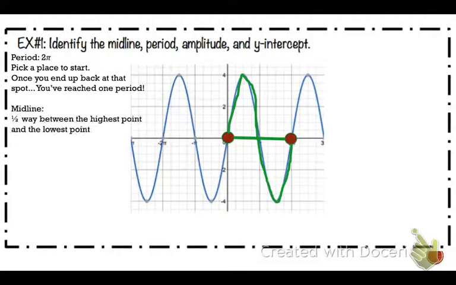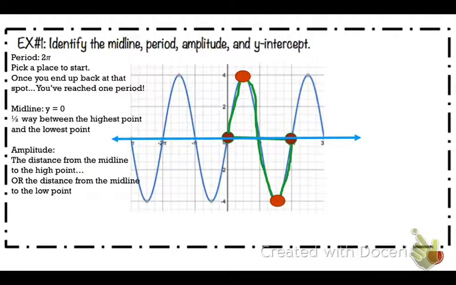Now the midline is halfway between the highest point and the lowest point. The highest point is there. The lowest point is there. Halfway between 4 and negative 4 is 0. So my midline is y equals 0.